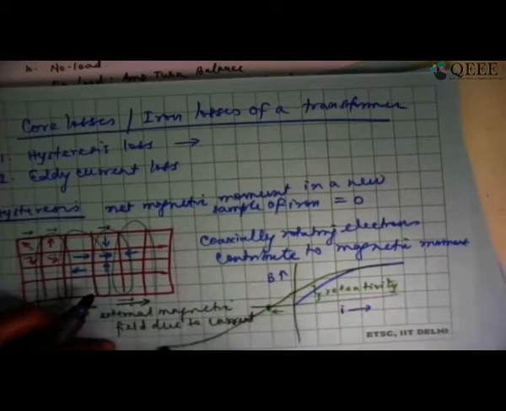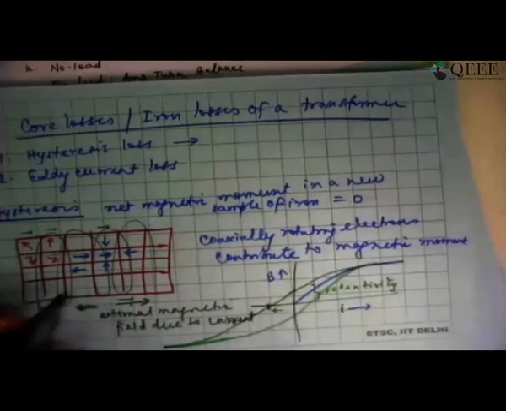Now again, if I increase the current in the positive direction, this is going to go like this. This is what is known as the hysteresis loop or BH loop, where H is actually Ni by L. That is what H is, the magnetic field intensity.